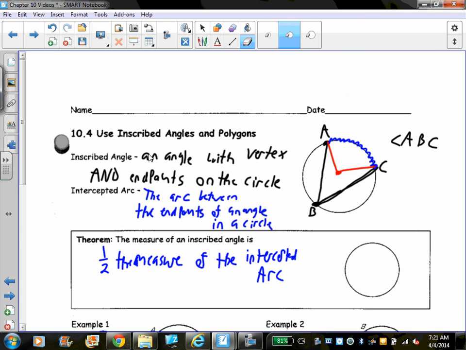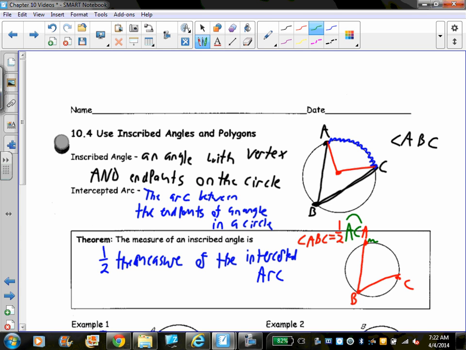So, let's put this into a picture just to make it a little more clear. So let's say that we have this inscribed angle. We can call it angle ABC. So if we have ABC, then angle ABC is going to be equal to 1/2 of arc AC. So if this ended up being something like 30 degrees, then this would end up being something like 60 degrees. And that's how that works. That's how they're related to each other.